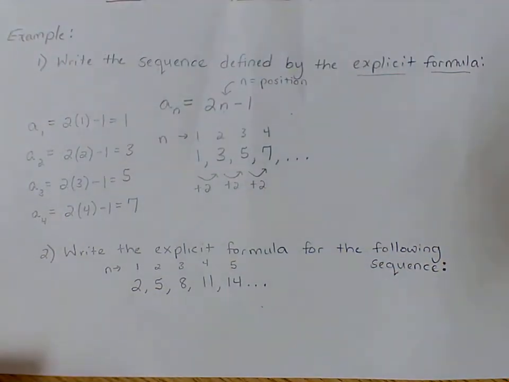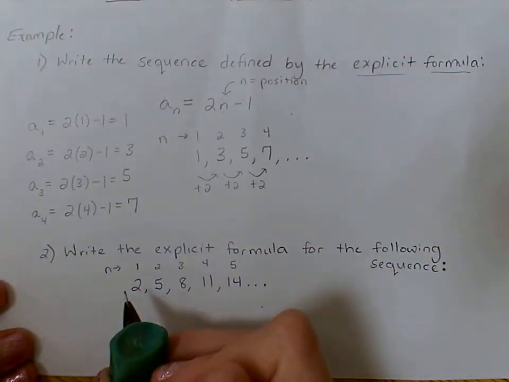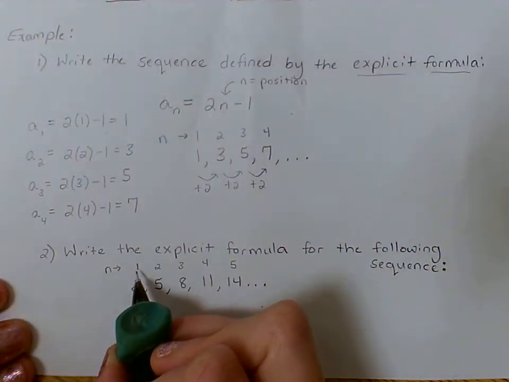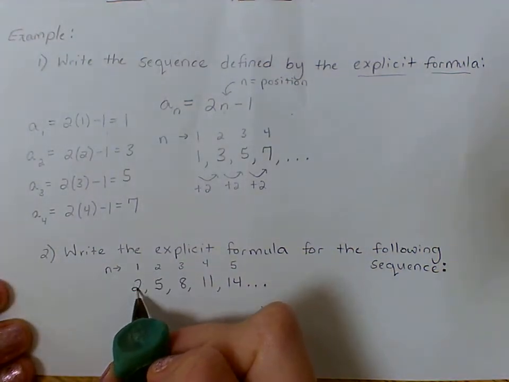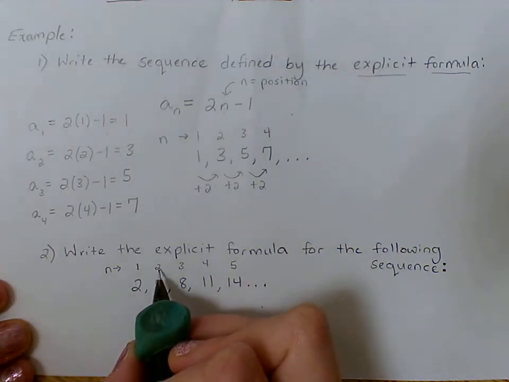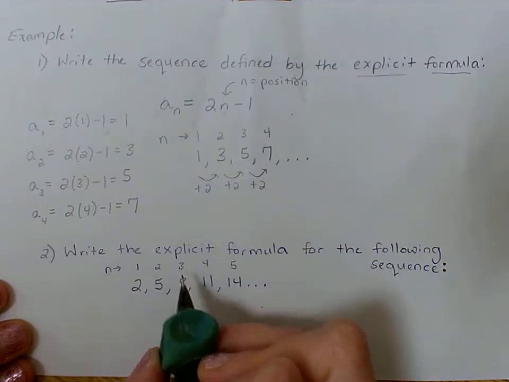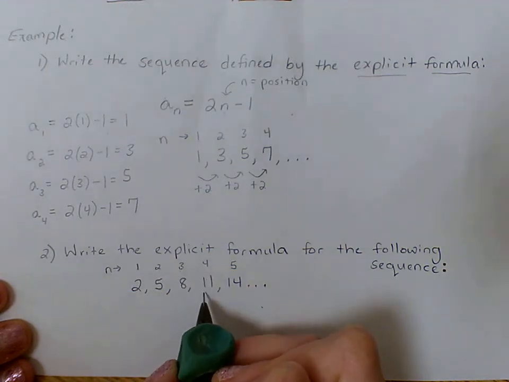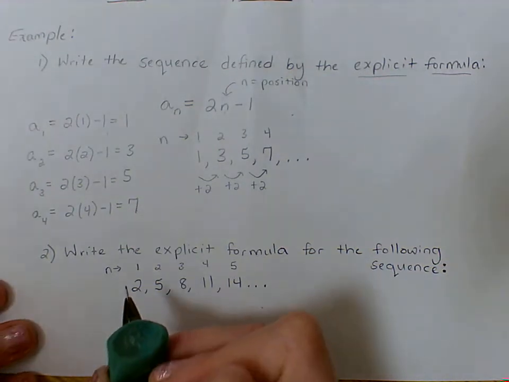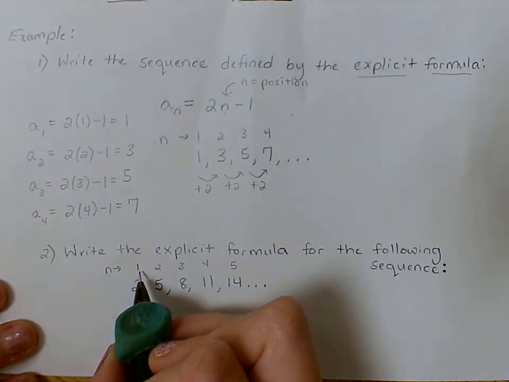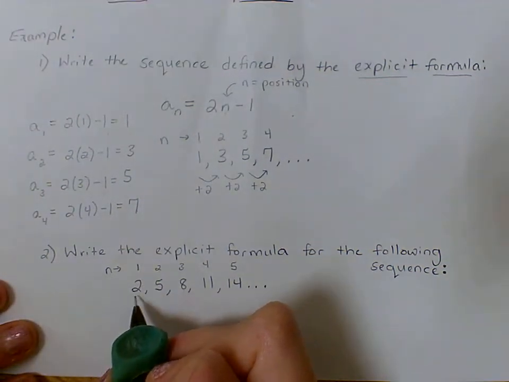And so what you could sit here and think through, and you can pause it if you need to, is, okay, what could I do to 1 that would give me a 2? Whatever I do there, I have to do the same thing to 2 to get 5. And then I have to do the same thing to 3 to get 8, and then 4 to get 11. And so you can brainstorm, all right, well, if I take 1 and I multiply it by 2, I'll get 2.